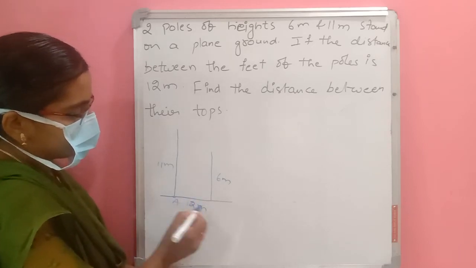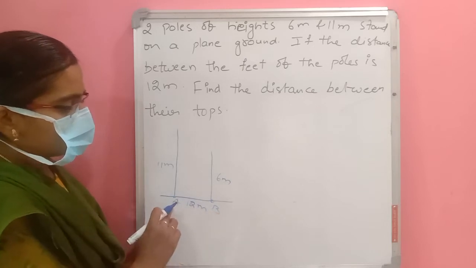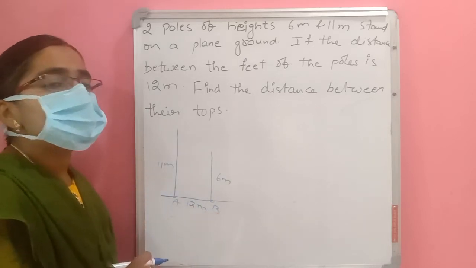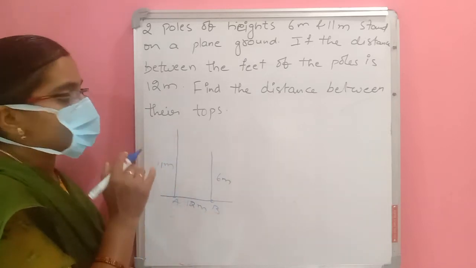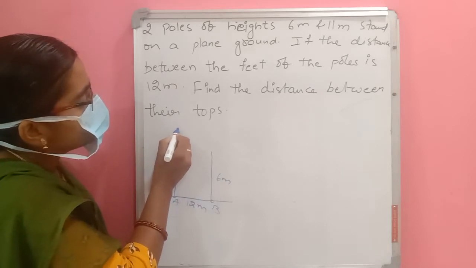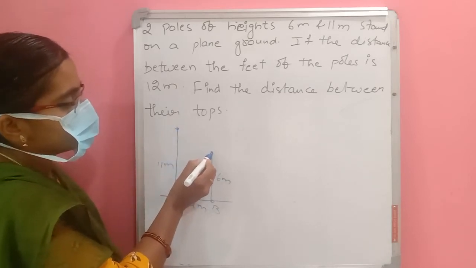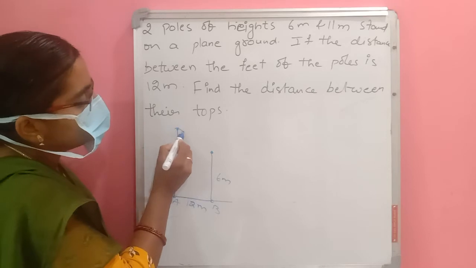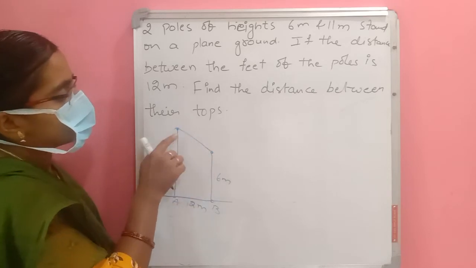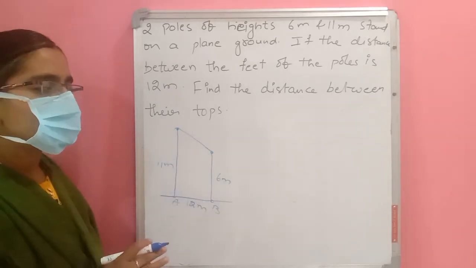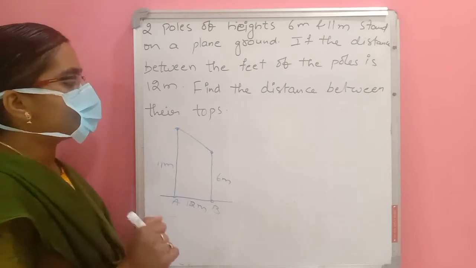From here, take this as A and this is B. So, AB is 12 meter. Find the distance between their tops. Tops means this. This is the top of the 11 meter pole. This is the top of the 6 meter pole. So, what is this distance? This we have to find out. So, how can we find that?